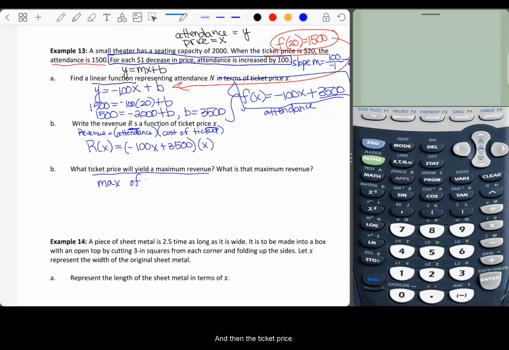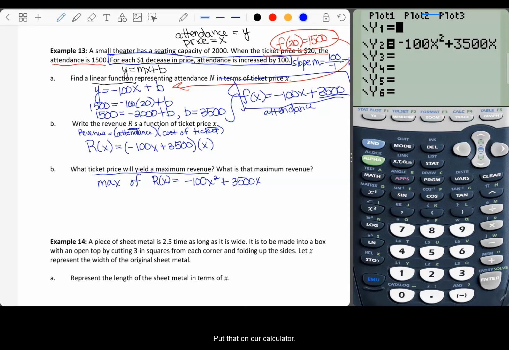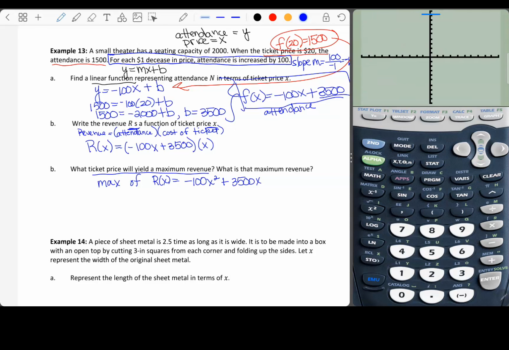And then the ticket price, we want to find the ticket price that will yield the maximum revenue. This is a parabola. It opens downward, so it makes sense. The vertex is going to be the maximum. So r of x is equal to -100x squared plus 3,500x. Put that on our calculator. You hit graph. You're going to have to play with the window some.